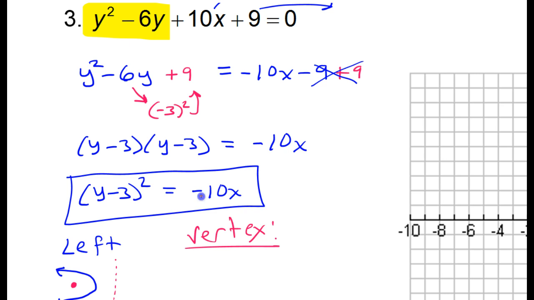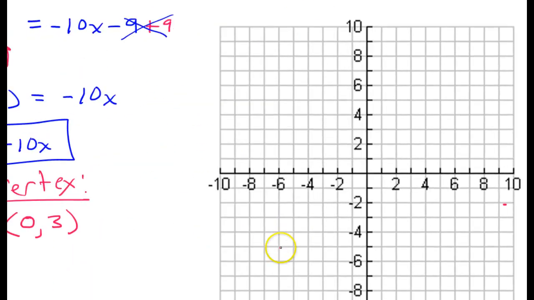Now be careful of the order. I'm going to do the opposite of this and 0, but not in that order. The x part of the equation gives me the x coordinate of the vertex. So it's the x value of the vertex that is 0. The y coordinate of the vertex will be the opposite of this, which will be positive 3. So the vertex is 0, 3, which is right here. There's my vertex.